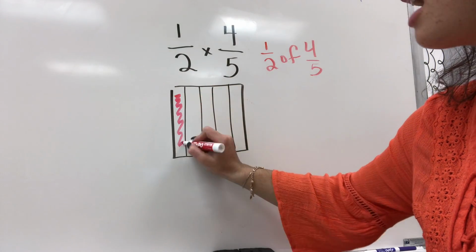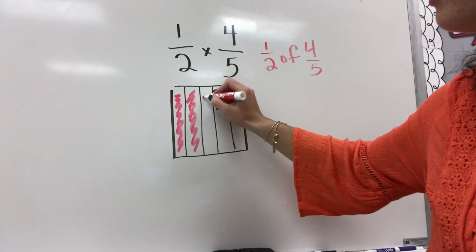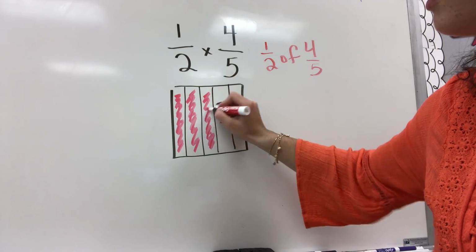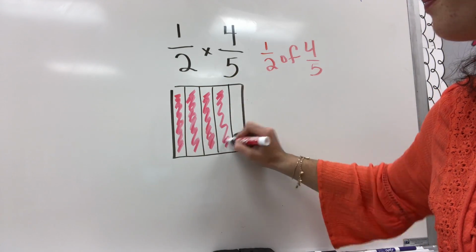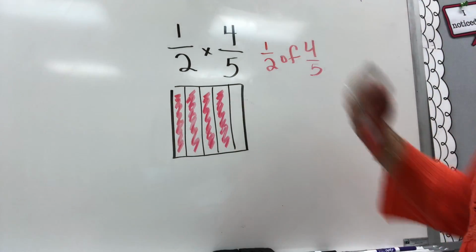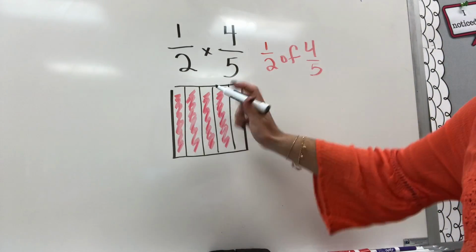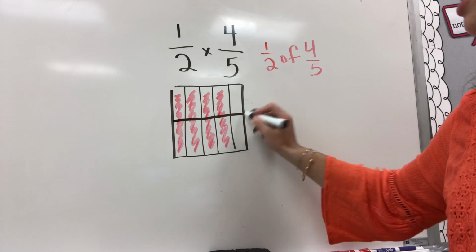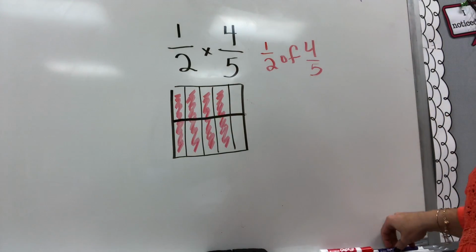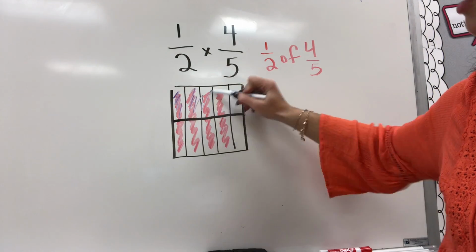My numerator tells me how many to shade. So 4 out of the 5. So I've modeled 4/5. But I want to take half of 4/5. So I'm going to then divide what I have in half, and I'm going to take 1/2. So I'm going to shade half of my model.